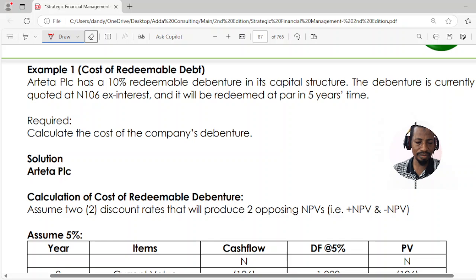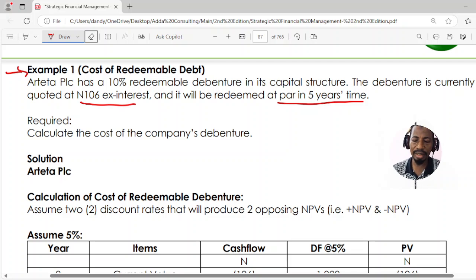Okay, so let's have this question on Ateta. Ateta PLC has a 10% redeemable debenture in its capital structure. The debenture is currently quoted at 106 Naira ex-interest, and it will be redeemed at par in 5 years' time. Examiner has given the redemption date to be 5 years' time. Required, calculate the cost of redeemable debenture.